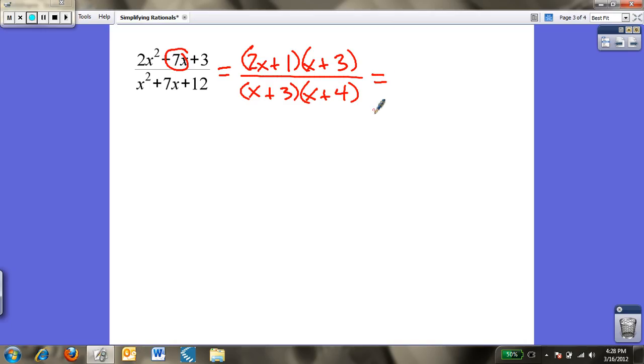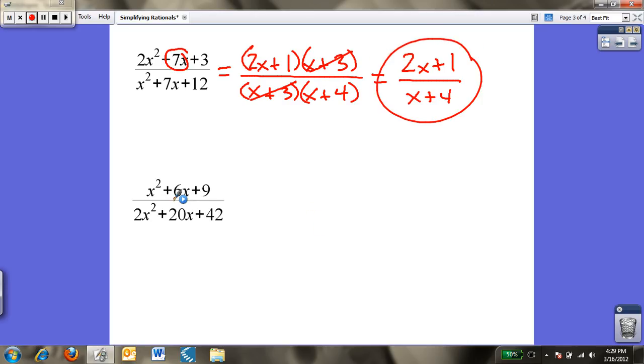Alright, now that everything is broken up into factors, we're allowed to cancel numerator and denominator shared factors. In this case, x plus 3 and x plus 3. And so what remains is 2x plus 1 on the top over x plus 4.